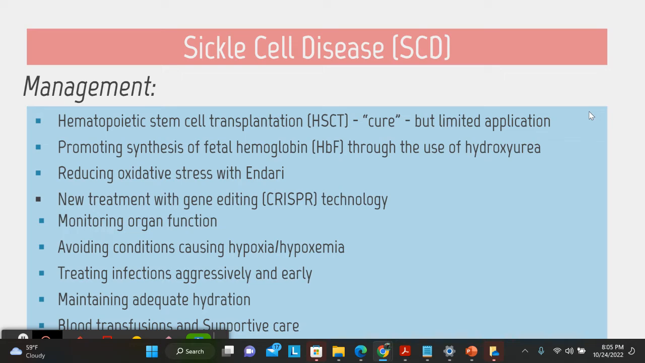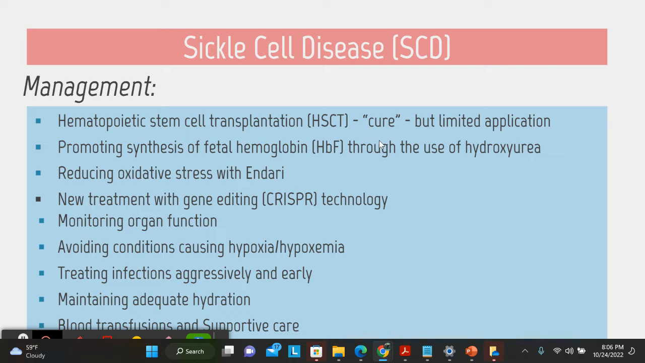Well, stem cell transplantation, it's considered a cure, but it's expensive and not readily available to people because they prefer sibling donors who aren't affected or don't have the trait. And so sometimes it's hard to find donors, and it is expensive, and it can cause severe side effects.